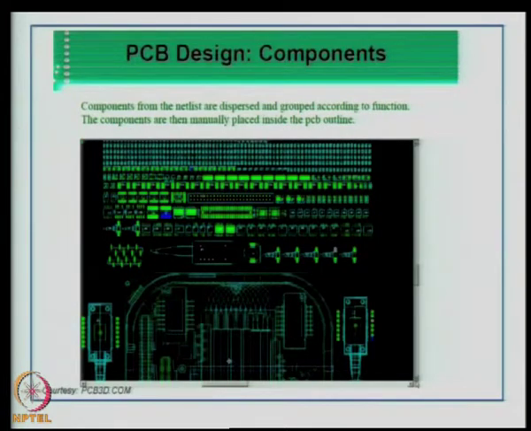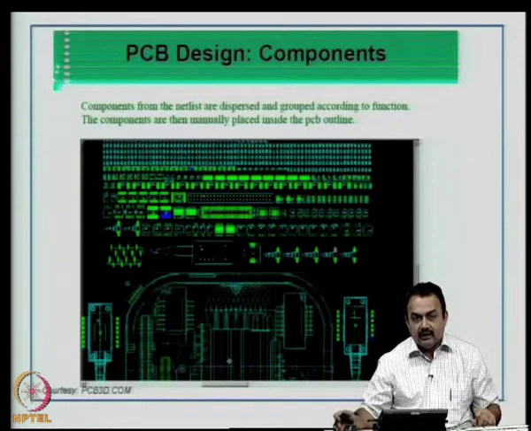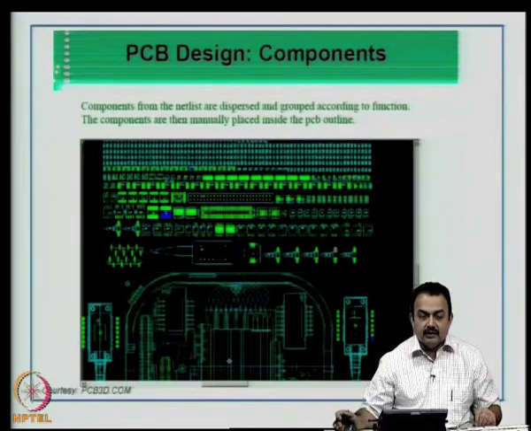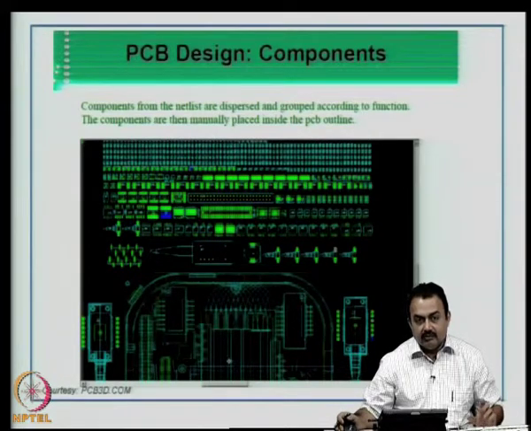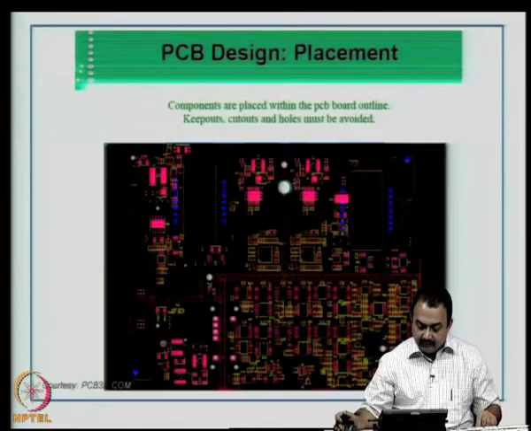Now, you can see you can switch off the net in your software package and look at the total number of components that have been used, that means the footprint details that have been used in your design. So, components from the netlist are dispersed and grouped. So, here as I mentioned before, you have to use your skills to manually place the components inside the PCB outline, at least 10 to 20% of them, and then probably you can go in for an assisted placement.